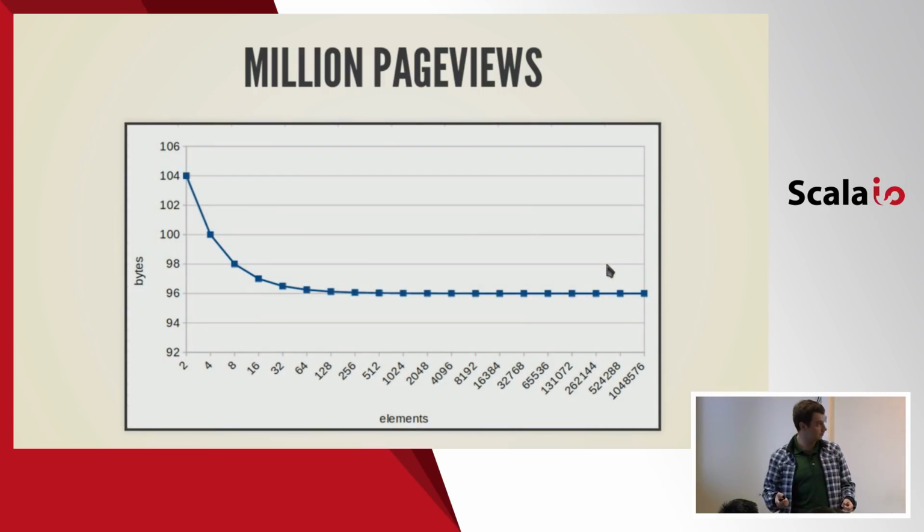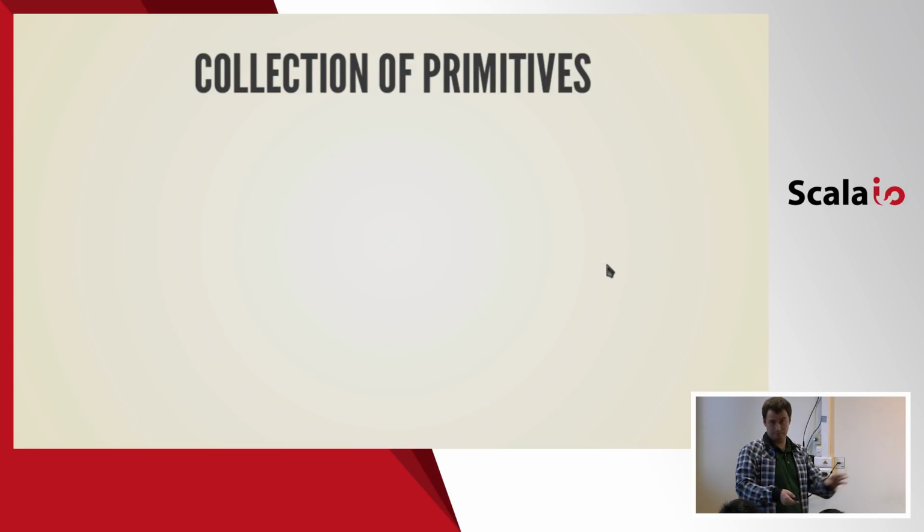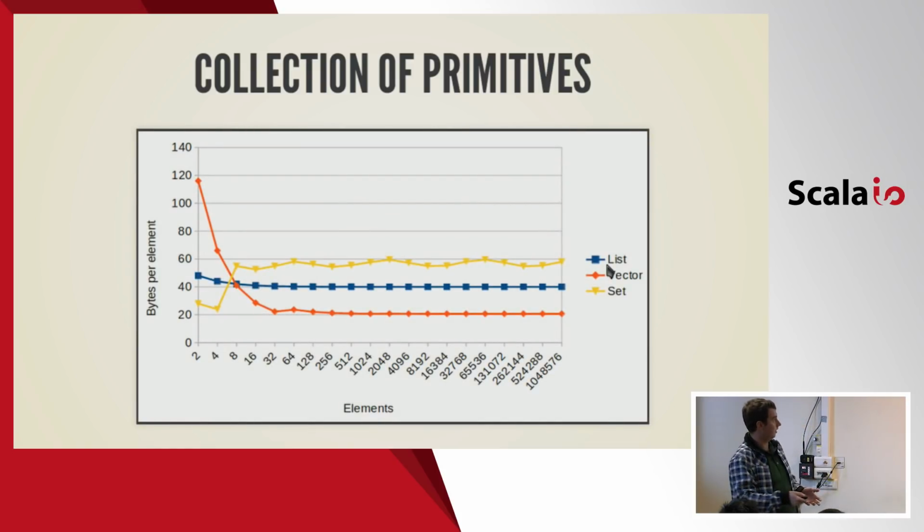And if we go this way for our 1 million page views, and we see how much memory we use per element, you see that it converges to 96 bytes, which is also really disappointing because it's a lot of memory we're using for nothing. And if we get rid of the page view and just have a collection of primitives, the situation is mostly the same. For a collection of integers, a list uses 40 bytes per integer. It's 4 bytes for the integer itself and 36 for something else. For a vector, it's a bit better, it's 20 bytes. For a set, it's much worse, it's 60 bytes, and it's also very disappointing.